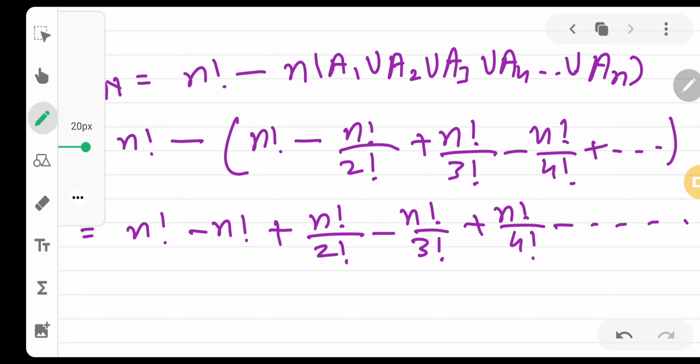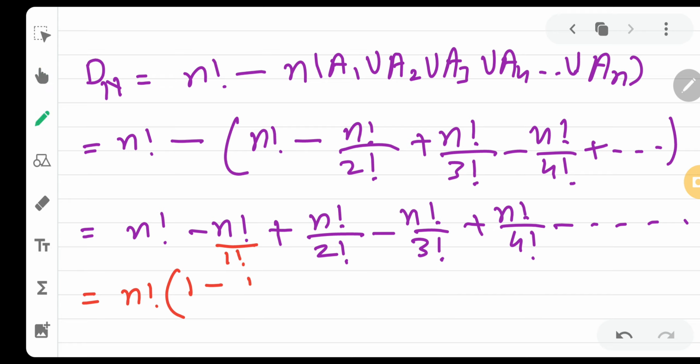So we do not actually cancel this n factorial because we need a pattern. You can actually cancel, but the pattern is this, that you take n factorial common and this turns out to be 1 minus, taking this as n factorial upon 1 factorial, just for the pattern making. Otherwise it has no use. Okay, we are just making a pattern out of it. So n factorial upon 1 factorial, so 1 upon 1 factorial plus 1 upon 2 factorial minus 1 upon 3 factorial plus 1 upon 4 factorial minus and so on.